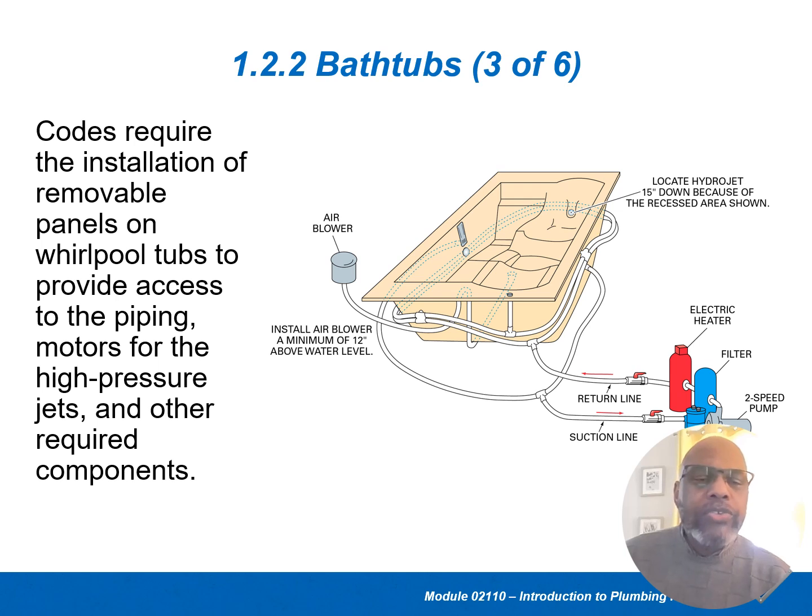Codes require the installation of removable panels on Whirlpool tubs to access the piping, the motor for the high pressure jets and other required components. Again, it's mandatory. You must be able to get to it. If there's no way to get to it, once it goes down, you have to tear the wall open to get to it, to repair it. Plus, the electrical parts have to be ground fault protected. It would be unsafe to have a system that is not protected for a ground fault.